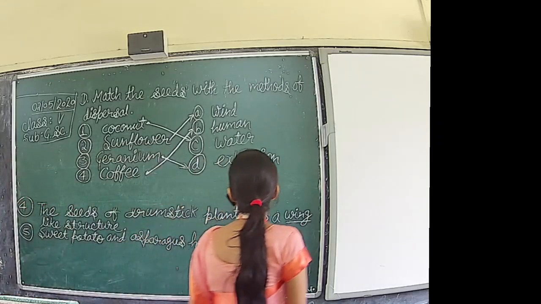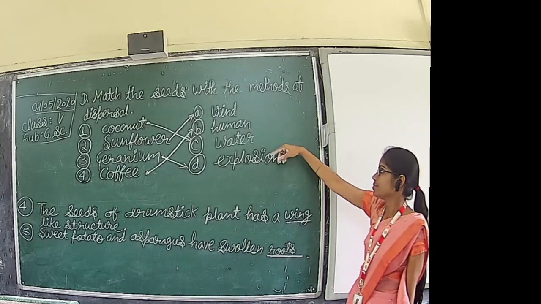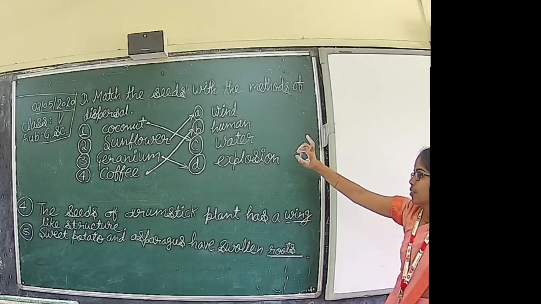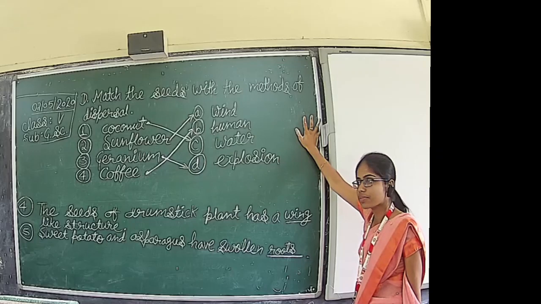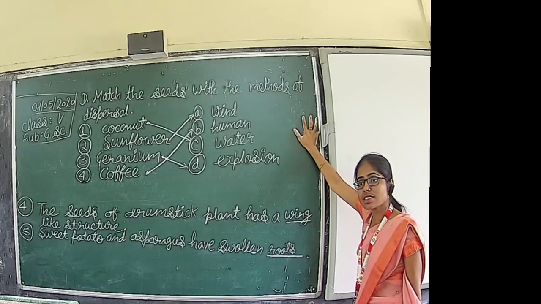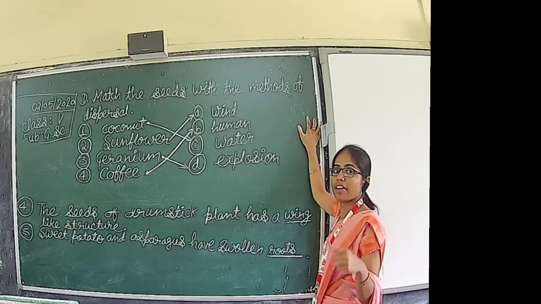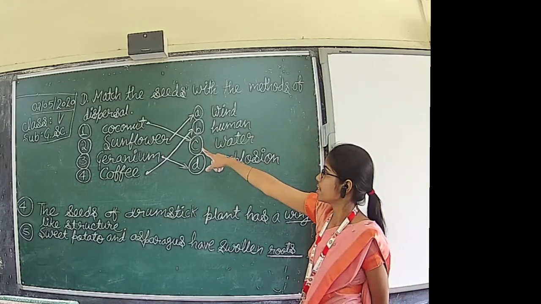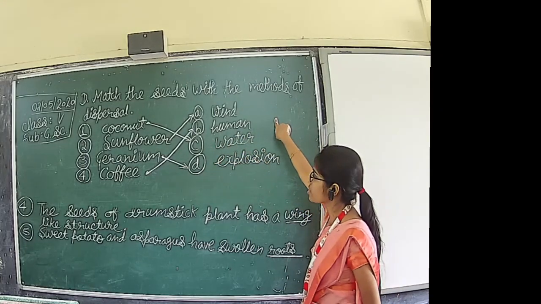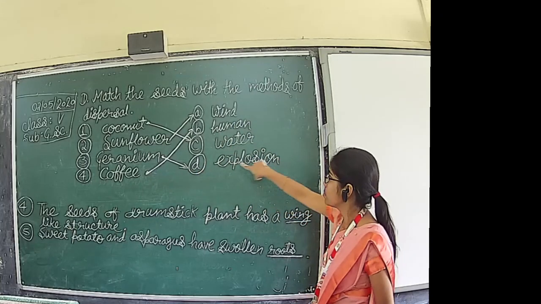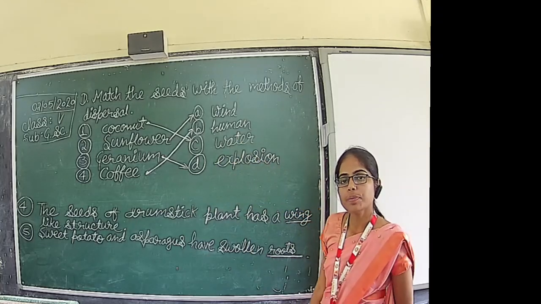So who is helping the coffee plant to disperse? These humans. Once again we will read that. What we have to do in this is match the seeds with the agents by which they are dispersed. Coconut is dispersed by water. Sunflower is dispersed by wind. Geranium is dispersed by explosion. And coffee is dispersed by humans.